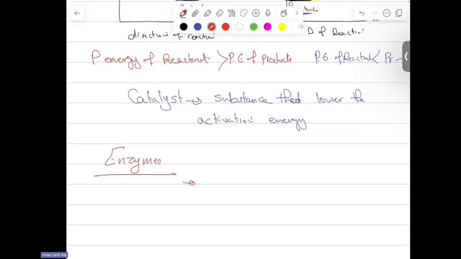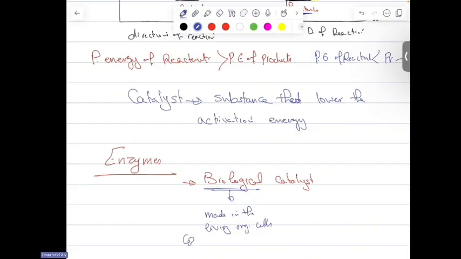Enzymes are called biological catalysts. Okay, طيب, why do we call it biological? Biological because it's made in the cells of the living organisms. Made in the living organisms' cells. يعني it's made in the cells of the plants, the cells of the animals, the cells of the humans, bacteria. يعني they are made in the cells of the living organisms. That's why we call them biological.